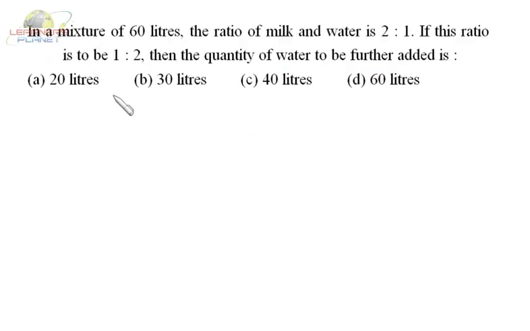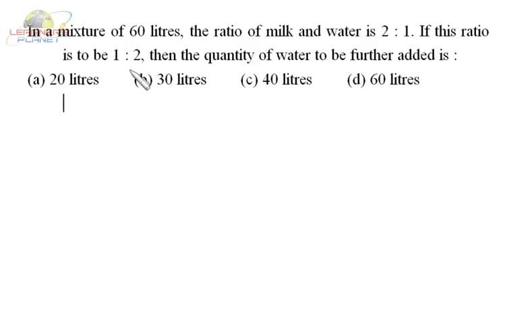Now let's see this problem. In a mixture of 60 liters, the ratio of milk and water is 2 is to 1. If this ratio is to be 1 is to 2, then we have to find out the quantity of water to be further added. We wish to make this ratio 1 is to 2. That means water should be double of milk.